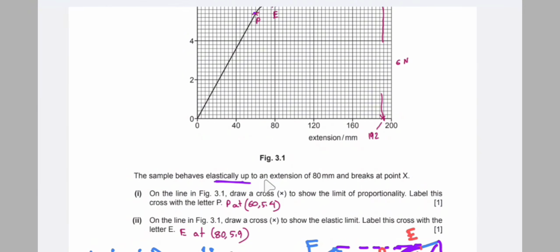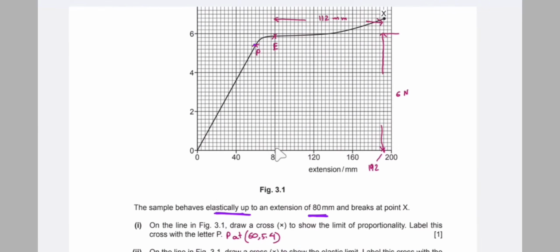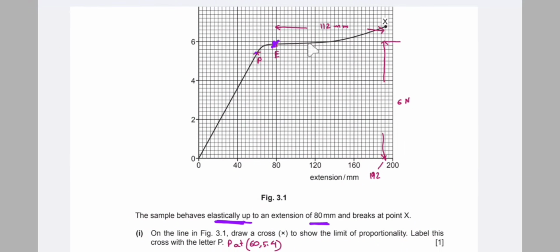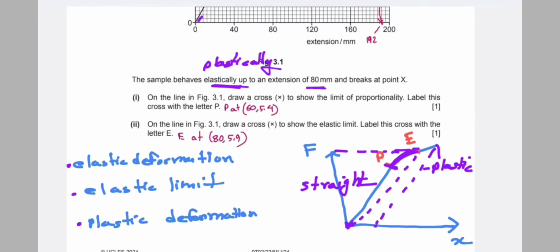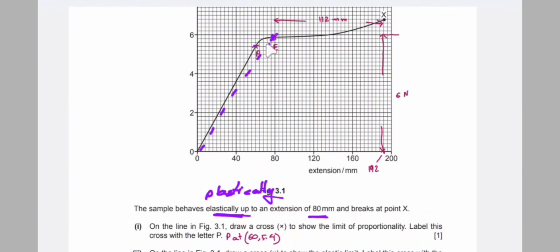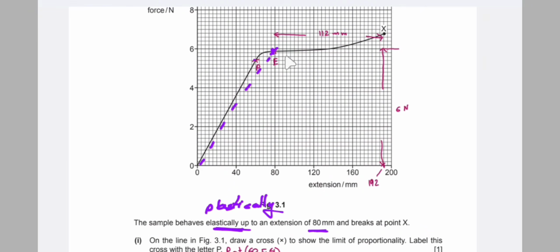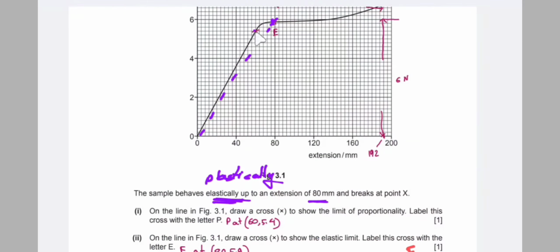So the sample behaves elastically up to 80 mm. That means up to 80 mm, the deformation is elastic. Since up to 80 mm the deformation is elastic, we can consider this point as the elastic limit. That means after this point, the wire starts to deform plastically. So the elastic limit is at 80 and 5.9, which is the maximum force that can be applied such that the object deforms elastically and returns to its original position at an extension of 0. So this is our limit of proportionality, and this is our elastic limit.